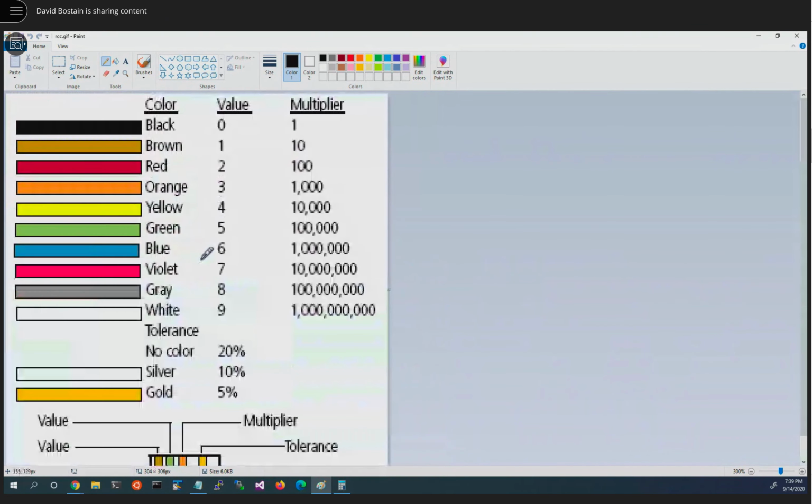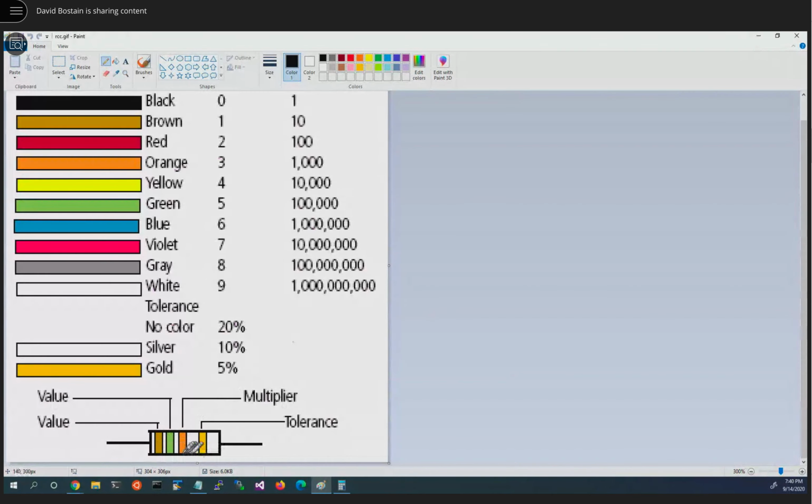And we'll come back to that in a few minutes. Okay, so we need to look at our resistor. Our resistor is going to look like this thing at the bottom. There are going to be three bands close to one end, then a gap, and then possibly another band. This band may not be there.